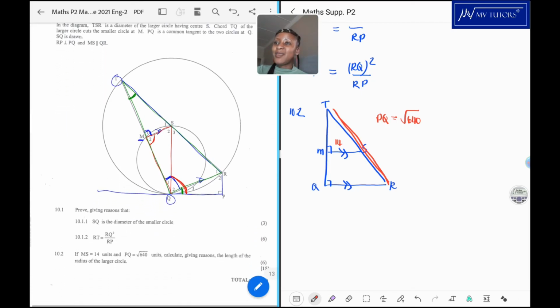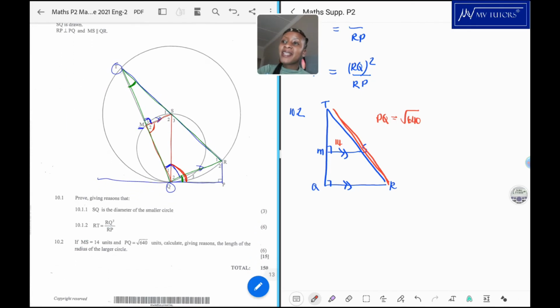Okay, all right. Remember that TR is a diameter. So if it's a diameter, it means that TS is equal to SR, which is also equal to SQ. Doesn't matter, we don't need it. But all of these, guys, these are radii. My interest here is SR.